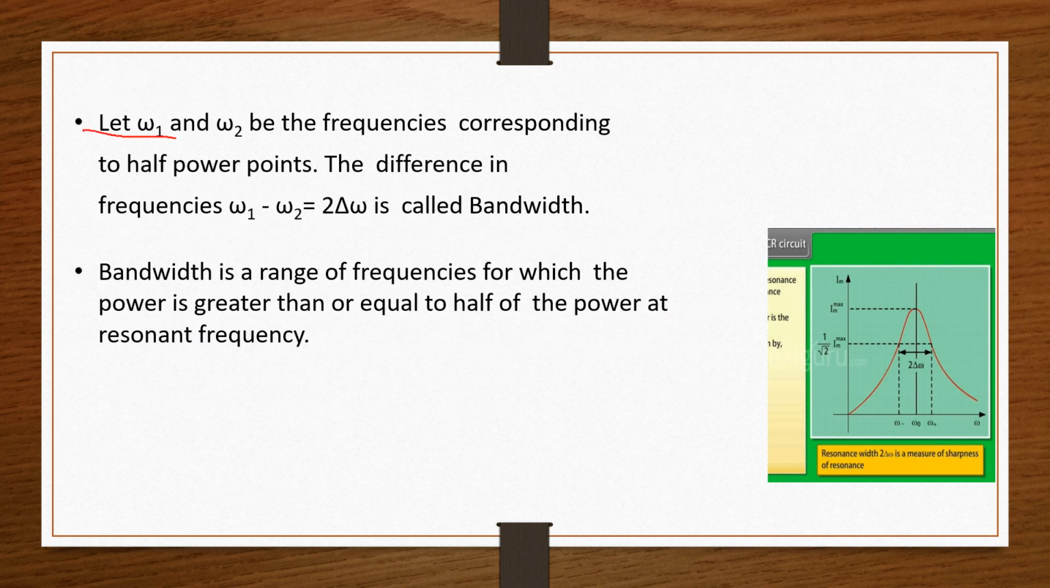Let omega 1 and omega 2 be the frequencies corresponding to the half power points. The difference in the frequencies, omega 1 minus omega 2, is called the bandwidth. Bandwidth is a range of frequencies for which the power is greater than or equal to half of the power at resonance frequency.